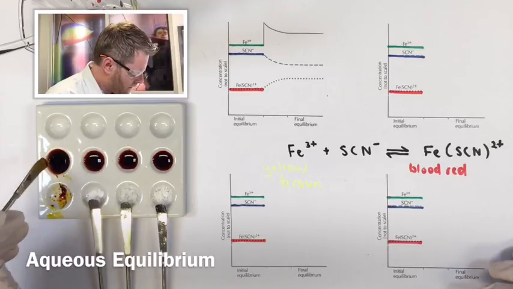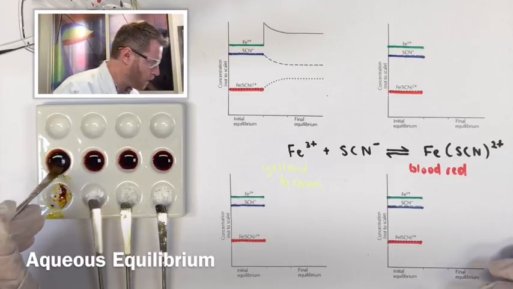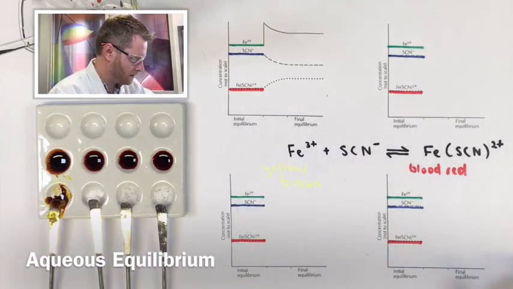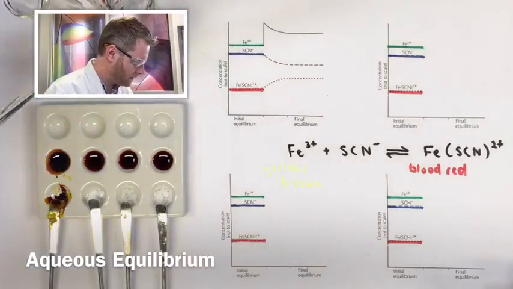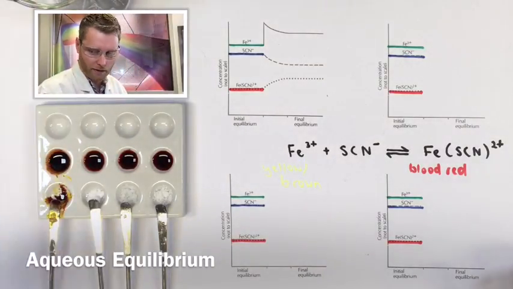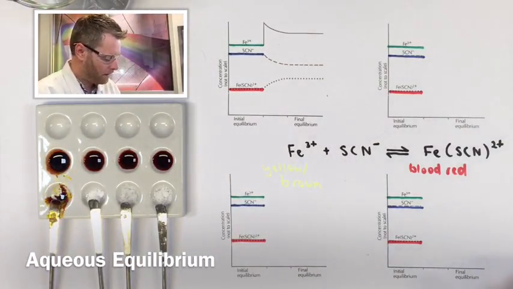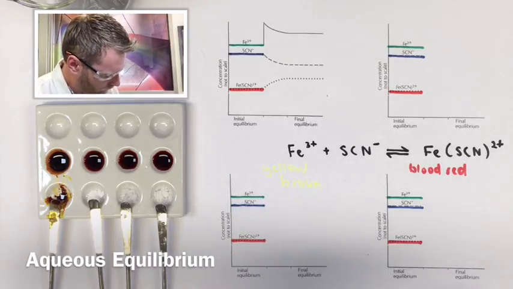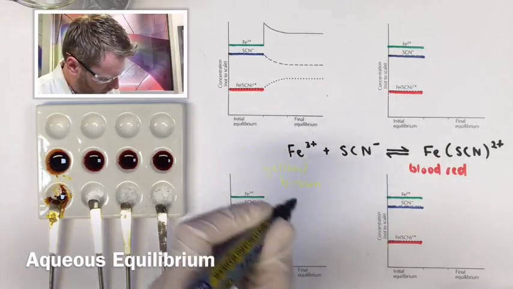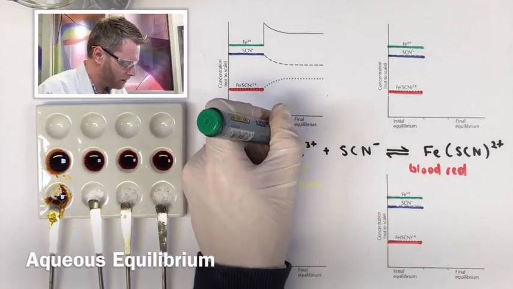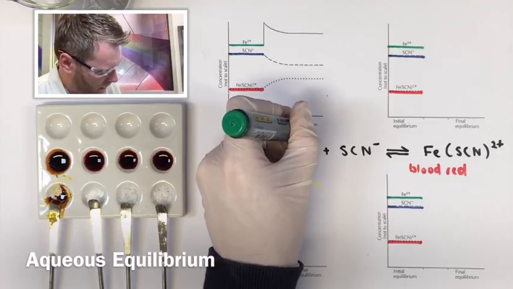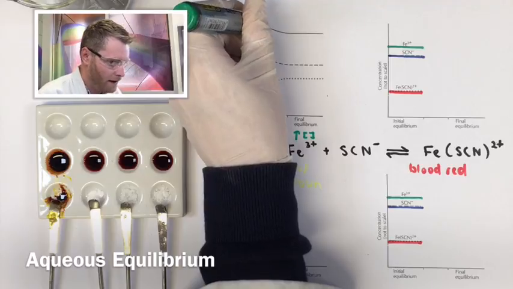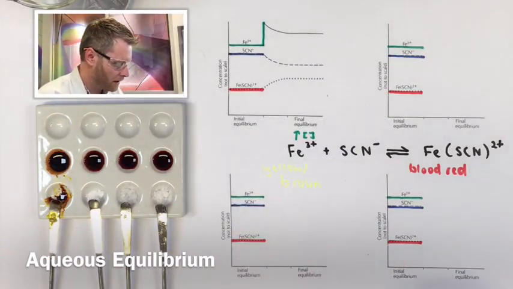And it's difficult to see, but you might be able to pick up that the colour intensity for this one has increased. It's a darker red solution. In terms of the equation, if we're having a look at what's happening here, we're increasing the concentration of iron 3 plus. Right, and this is what you can see as this sudden spike in the concentration of iron 3 plus in the first graph. This will place a stress on the system at equilibrium.